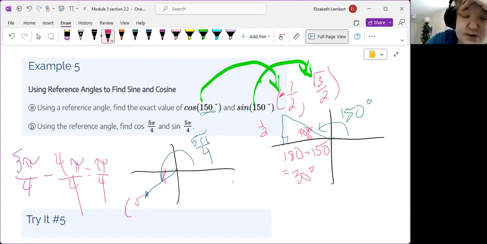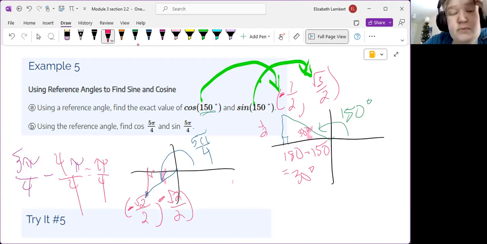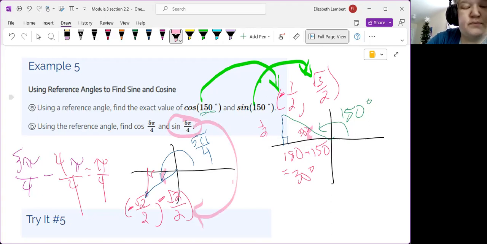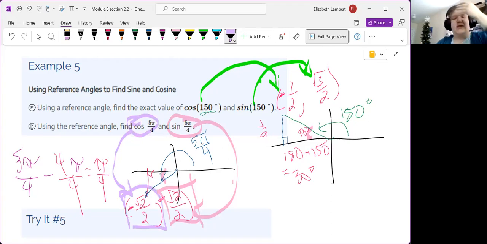So the distances are square root of 2 over 2 and square root of 2 over 2. But both of those are negative because we're in quadrant 3. So the sine of 5 pi over 4 and the cosine of 5 pi over 4 is like that. They're both the same here.